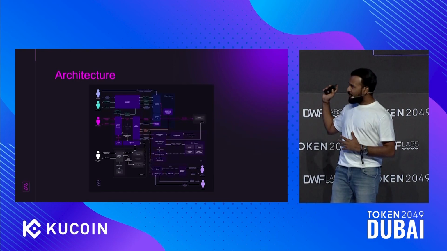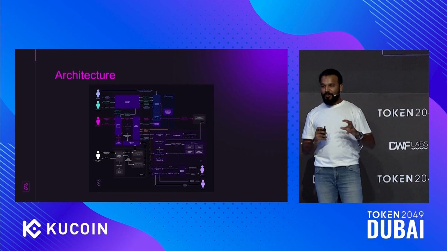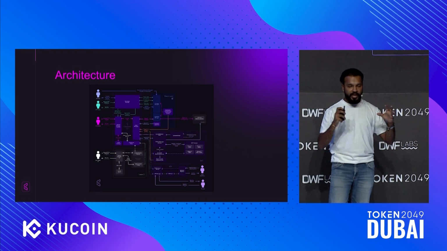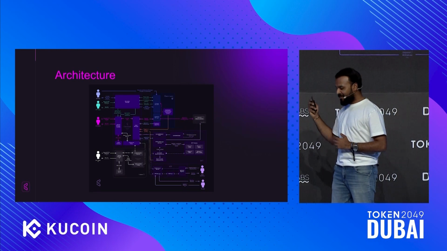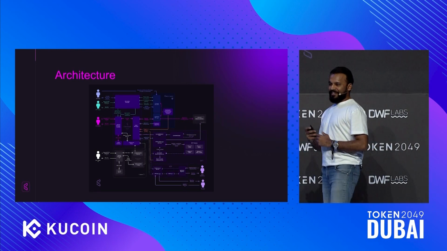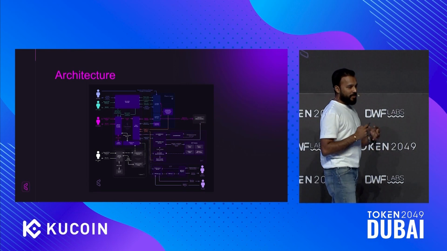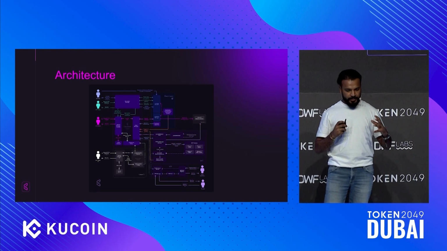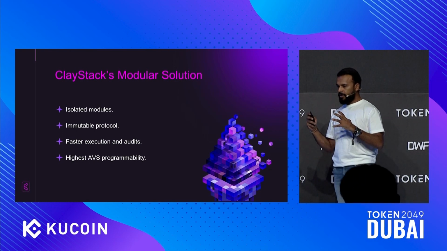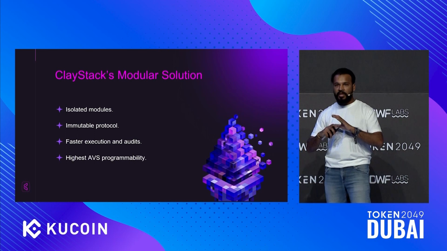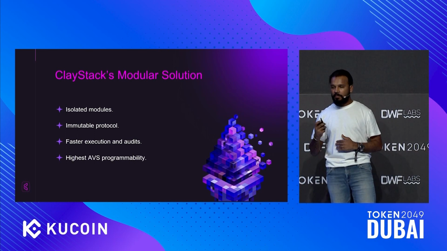So this is the architecture, but you can see how complex it is already. What we have tried our best is to modularize this architecture. This slide could have been better for sure. It's probably not helping the case. But the idea is, we want to have this architecture as modular as possible, so that the core protocol remains immutable and all the isolated modules remain upgradable.